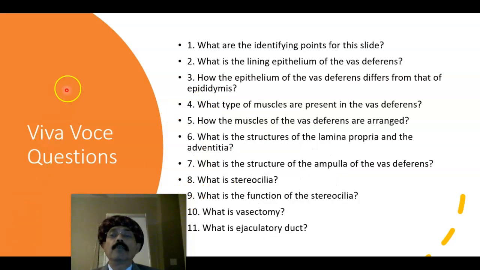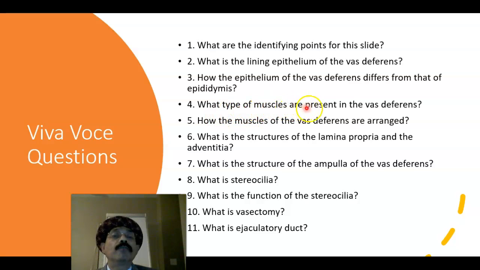Okay, so we have some viva questions. What are the identifying points for the slide? We just got it. What is the lining epithelium of the vas deferens? That is the pseudostratified columnar epithelium. How does the epithelium of the vas deferens differ from that of the epididymis? The vas deferens epithelial height is a little less than that of the epididymis. In the vas deferens, the columnar cells are comparatively shorter than those of the epididymis.